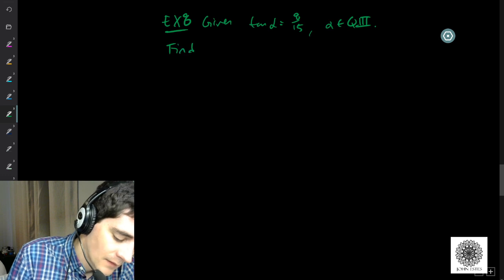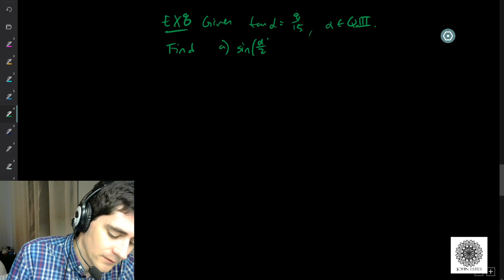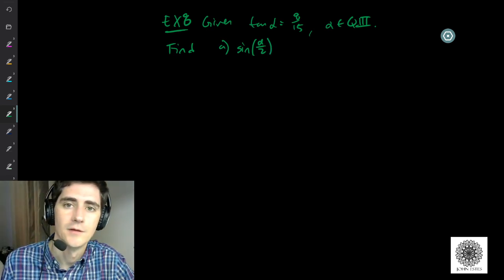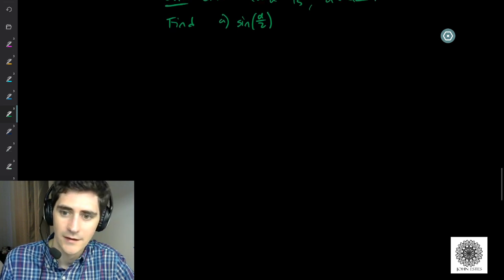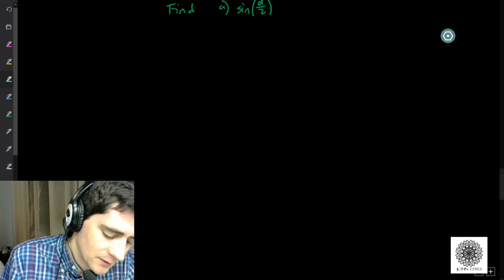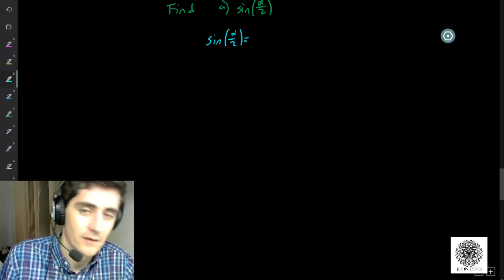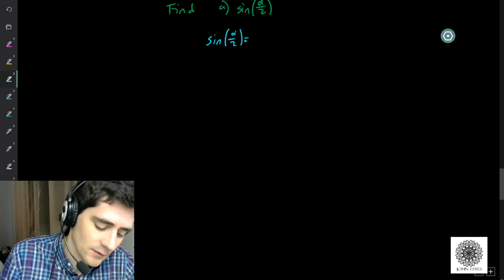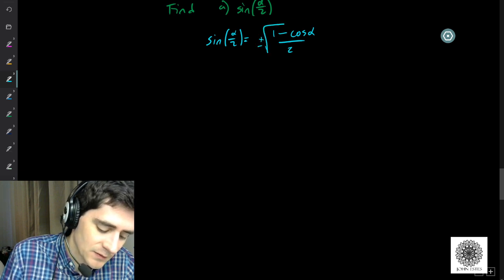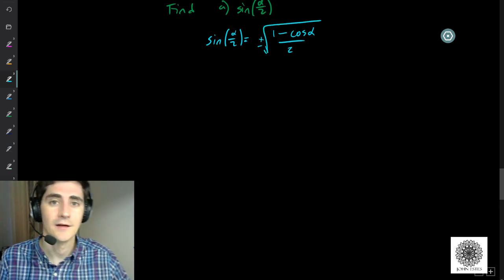Here's what I want to do. A, I want to find sine of alpha over 2. Okay, can I find sine of alpha over 2? All right, so let's think. First of all, if I'm going to use the half angle identity, sine of alpha over 2, this is the one we just used, is going to be plus or minus the square root of 1 minus cosine alpha all over 2. We've got to figure that out.